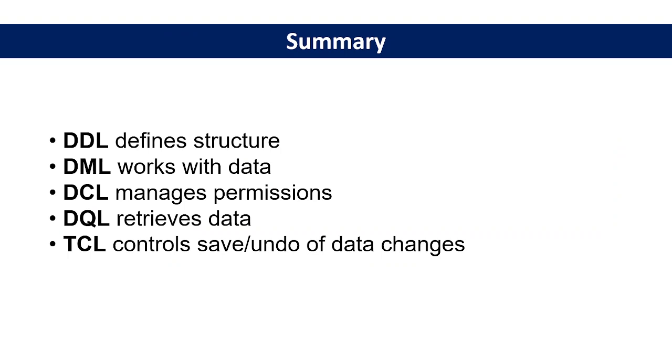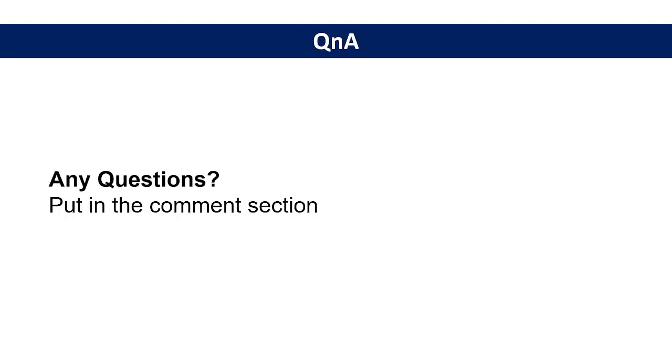So here is a quick recap. DDL defines the structure, maybe the structure of a table, we can say. DML works with data, like inserting some records or updating or deleting. Third one, DCL manages permission. DQL retrieves data. Most of the time we will be using DQL only. And TCL controls, saves, or undoes any data changes. That's it about the commands we have in SQL.